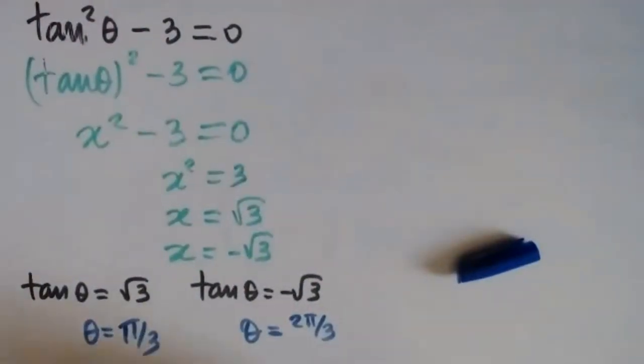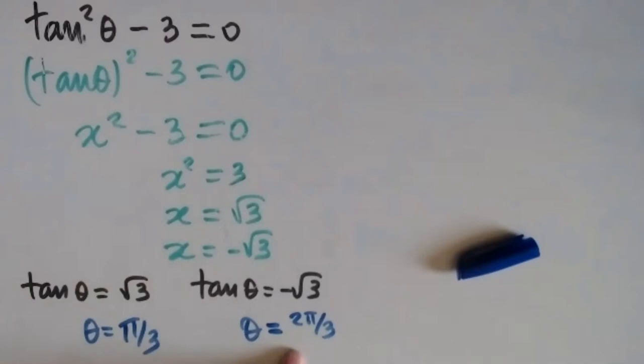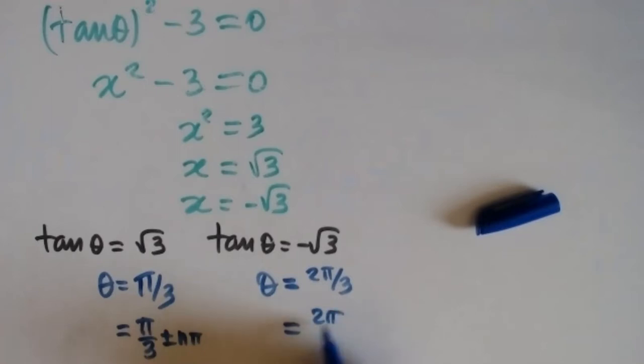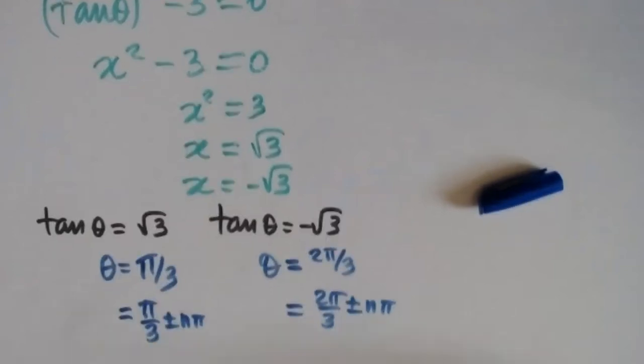Well, now what I have to do next is very simple. Tangent repeats every pi, so I'm going to put pi over 3 plus n pi, and this is going to be 2 pi over 3 plus n pi. Correct? So here are my solutions to my problem.